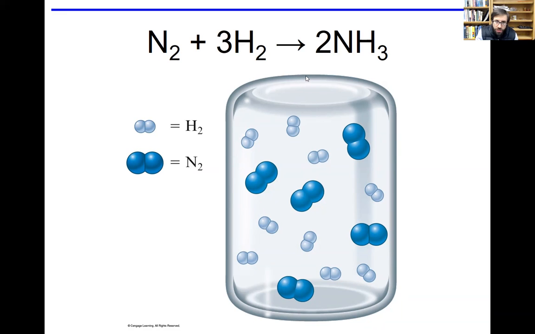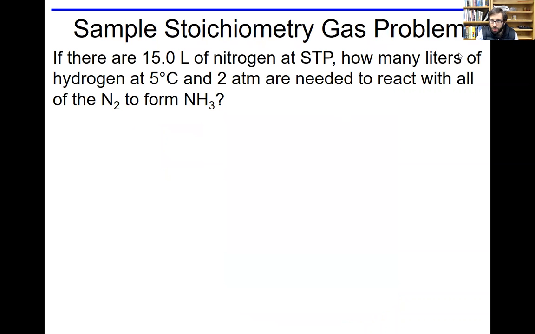But back to using stoichiometry. So we're going to use PV equals nRT here to do some calculations associated with this reaction. And so here's the example problem. If there are 15.0 liters of nitrogen at STP, standard temperature and pressure that stands for, remember, how many liters of hydrogen at 5C and 2 atmospheres are needed to react with all the nitrogen to form ammonia?